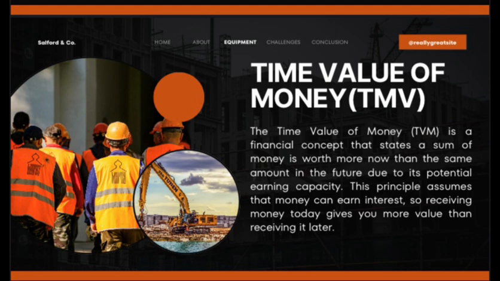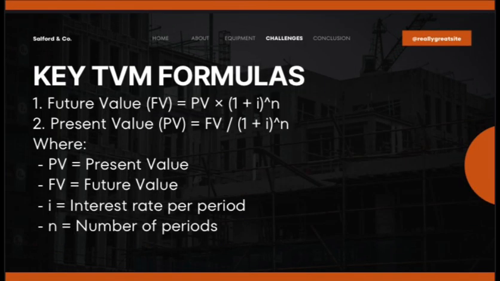This is why, when making financial decisions like investing, saving, or borrowing, engineers, business people, and planners must compare money values at different times. Because 1 peso today is worth more than 1 peso tomorrow because of its potential to earn interest or profit over time. These are the TVM formulas, where PV is present value, FV is future value, I is interest rate per period, and N is number of periods.